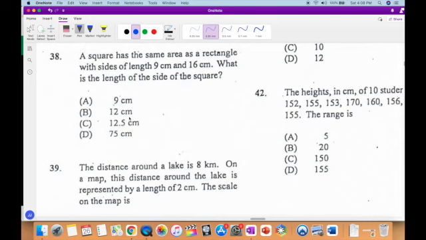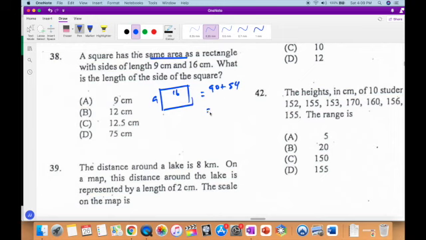38. A square has the same area as a rectangle with sides of 9 and 16. So I have a rectangle 9 and 16, and they say here a square has the same area as the rectangle. So let me find the area of the rectangle. 9 times 10 is 90, plus 6 nines are 54. Yeah, 9 times 6 is 54.